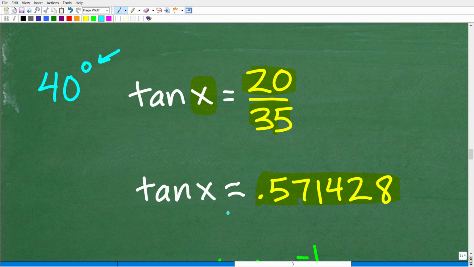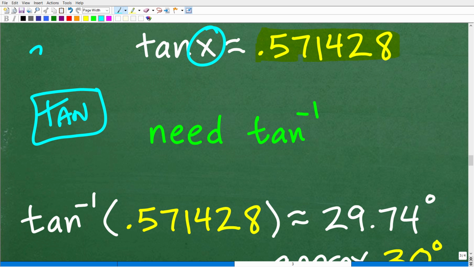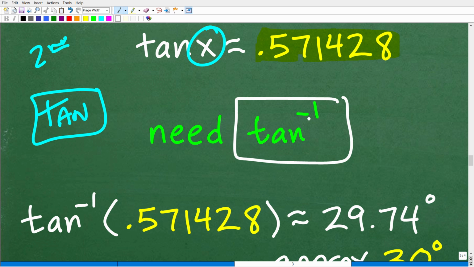So what we're trying to find is what angle in degrees has a tangent of 0.571428. What we need to do is go to the TAN button on our calculator, and usually there's a second button or shift. What you're looking for is TAN to the -1. This is the arc tangent, and this is what we need in order to solve this problem.